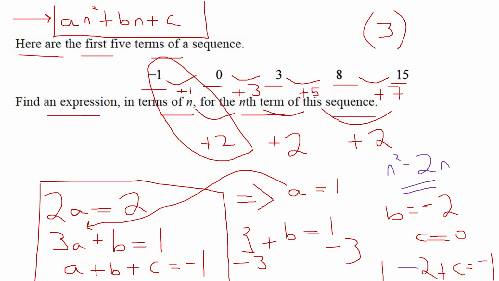So definitely a tricky topic here for the higher tier students, but hopefully it makes sense. All you really have to remember is those 3 expressions: 2a equals the second difference, 3a plus b equals the first difference, and a plus b plus c is equal to the first term. And then from there, you are able to work out what a, b, and c are.